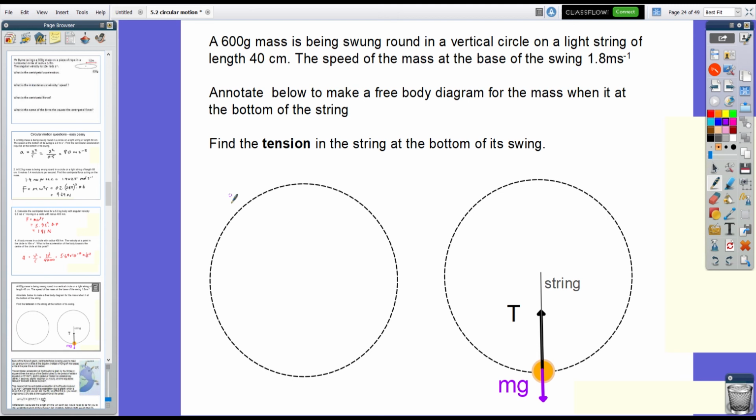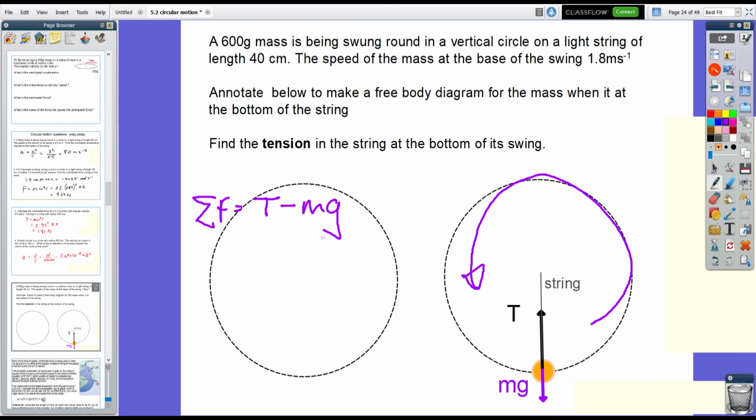So what do I know about the resultant force? Well, the resultant force, which we're going to do sigma F, is up because this is going around in a circle. It could be the other way, not really that bothered. So the resultant force is up, and the resultant force is T minus mg. Can everyone see that? There are two forces on this object. One is the tension in the string, which is upwards, and one is the weight.